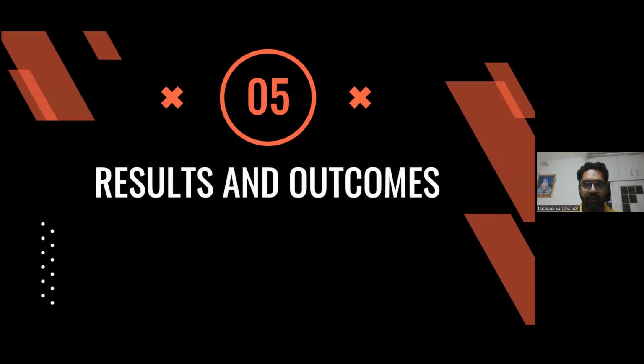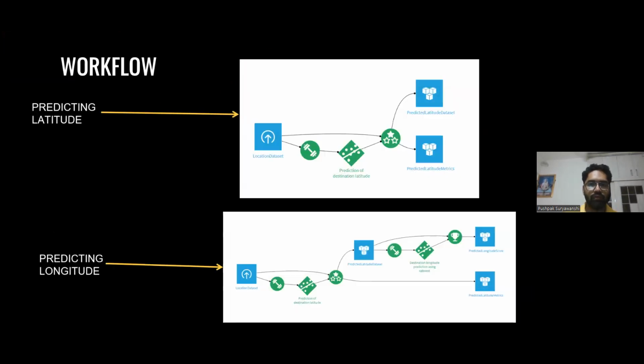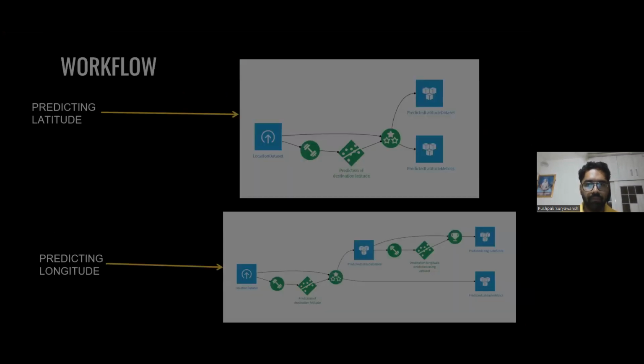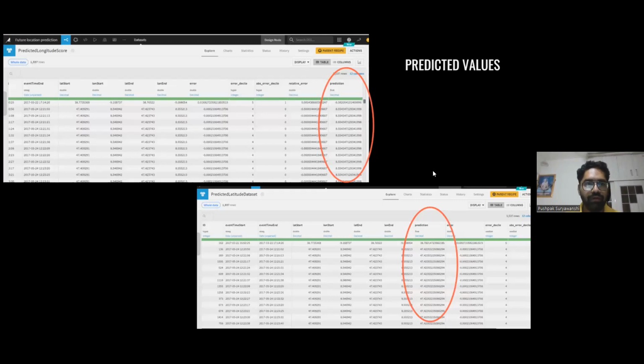So these are the results and outcomes that we have seen here. For predicting latitude, here is the workflow of the model. Here we have used the lasso regression model, and this is the first part. Using the same dataset, the predicted latitude dataset, we have trained the model on XGBoost, a machine learning algorithm, and then we have got the longitude score. So these are the final predicted values, this is the longitude and this is the latitude.